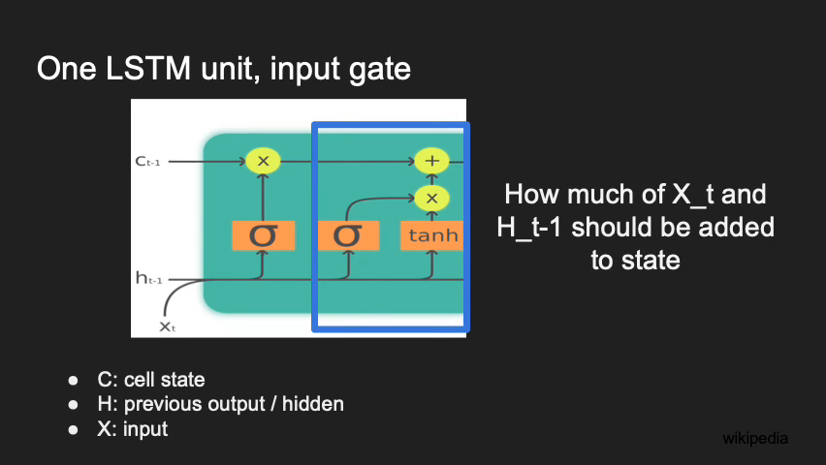The next step is to decide what part of the previous output and current input should be added to the state. The tanh layer here scales the combination of the previous output with the current input between -1 and 1. It is then multiplied by a sigmoid layer like the previous one to decide which part of that combination of previous output and input should be kept, and the result is then added to the state.